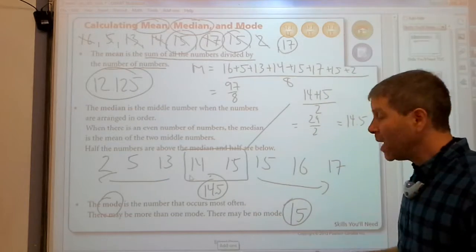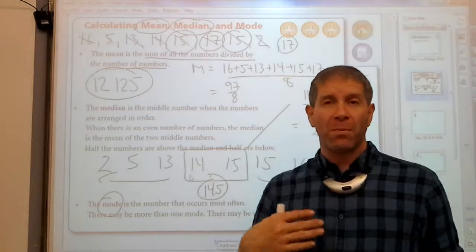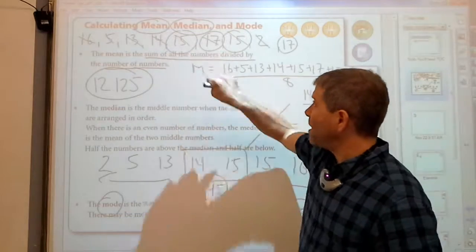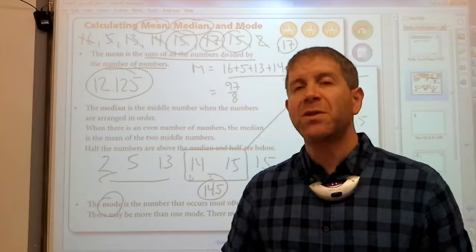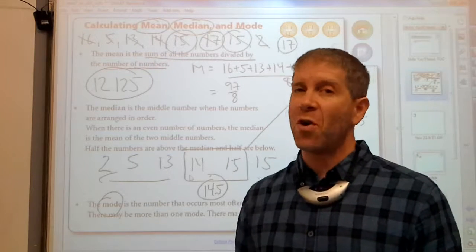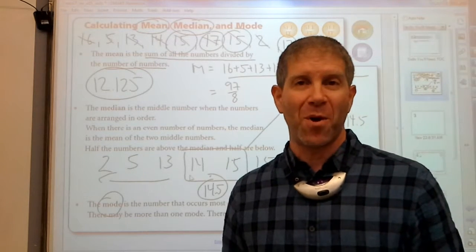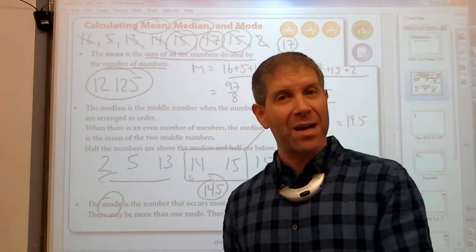And finally, the mode is just the number that occurs the most. In this case, it was 15. If you have two numbers that occur the same amount of times as the most, those numbers are the mode. And if you have no numbers that are repeated, there is no mode. And those are your measures of central tendency.